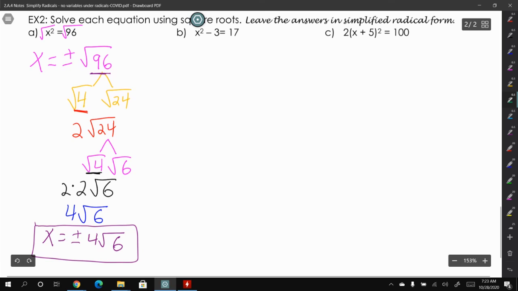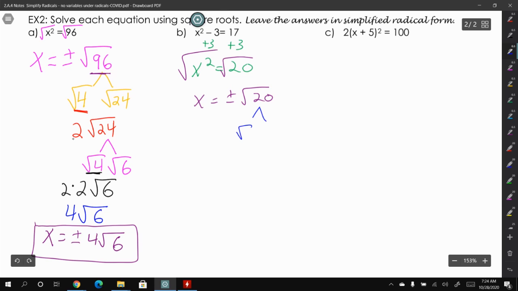Letter B, first we're going to add 3 to both sides. We get x squared equals 20. Take the square root of both sides. We get x equals plus or minus the square root of 20. Break this up into the square root of 4 times the square root of 5. The square root of 4 is 2. So we would get x equals plus or minus 2 times the square root of 5.